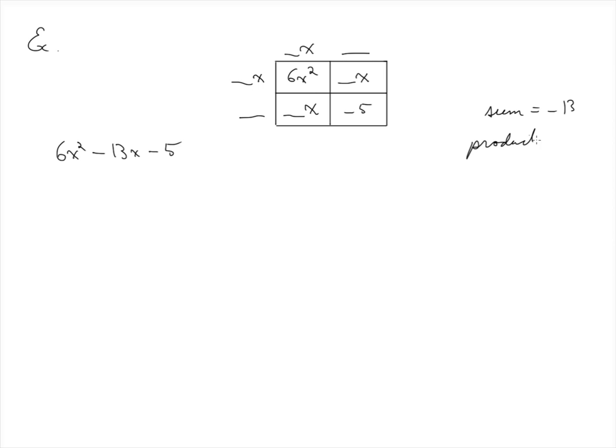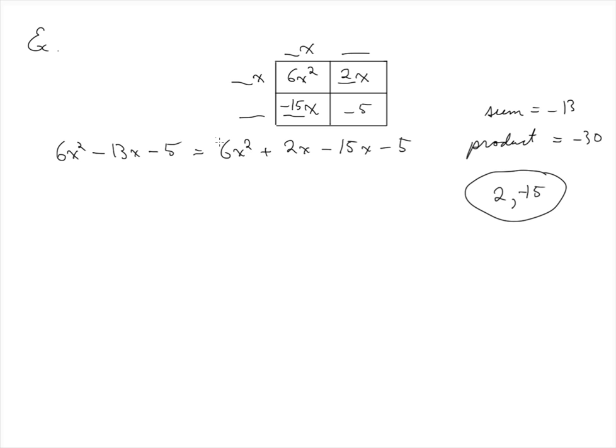So again, you might want to stop the video to think about what two numbers might have sum minus 13 and product minus 30. Okay, well, with a little bit of trial and error, the numbers that work are 2 and minus 15. So let's write that as 6x squared plus 2x minus 15x minus 5.